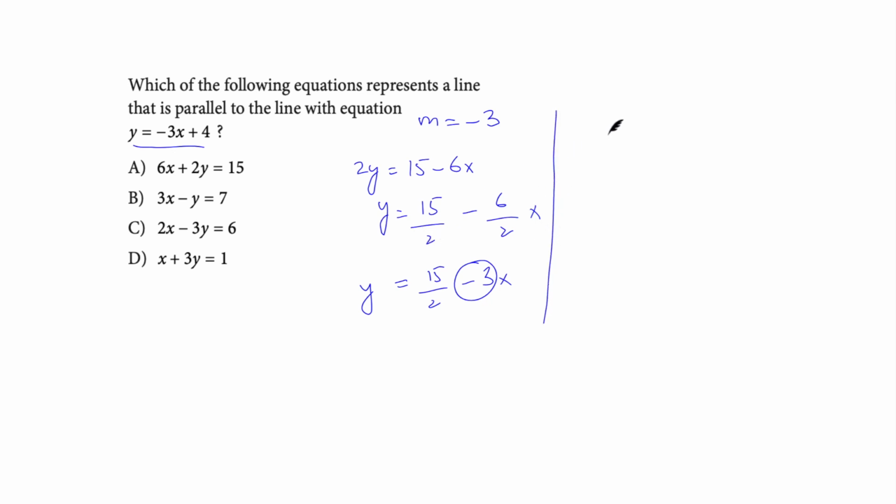Let's have a look at one other option. Let's say option choice B. So we have 3x minus y equals 7. Let's rearrange. Minus y equals 7 minus 3x. Y equals, the negative sign will go towards that side, and it will become minus 7 plus 3x. So over here, our gradient is plus 3, which is wrong. We need minus 3, which is option choice A.